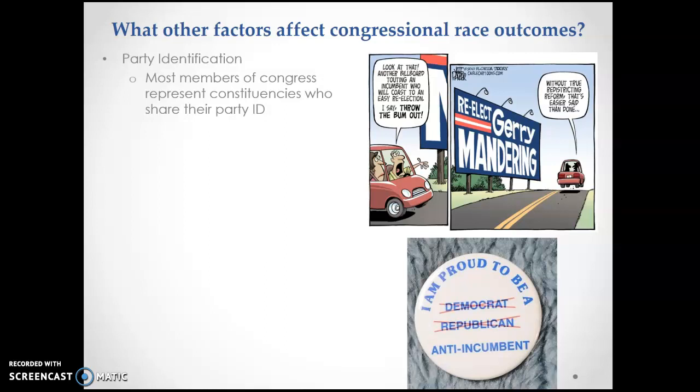And this brand is generally one that your constituents, the people in your district, this brand is one that people in your constituencies want to buy, mostly because your brand aligns with their personal brand. Most members of Congress represent constituencies who share their party ID. Now, the interesting thing is when that changes or when that shifts, right?